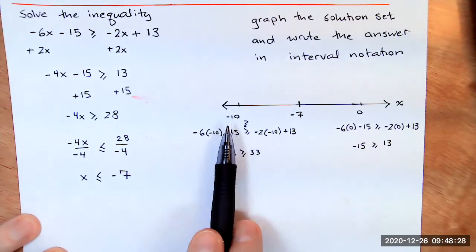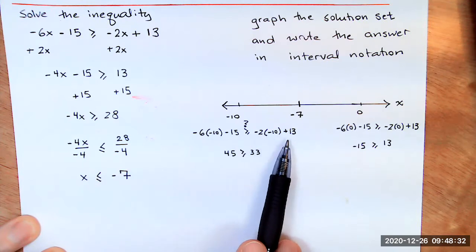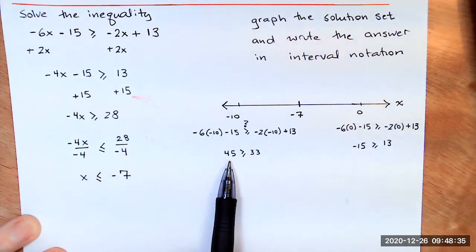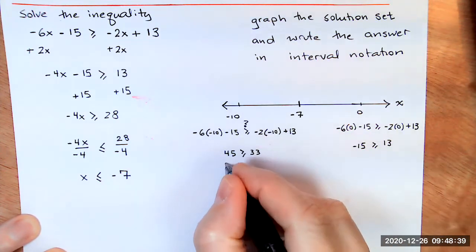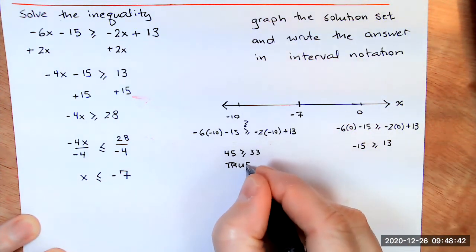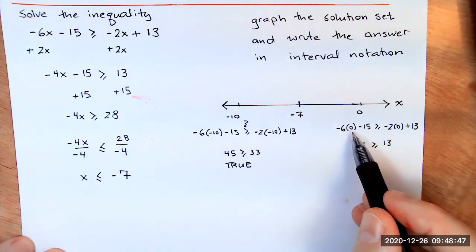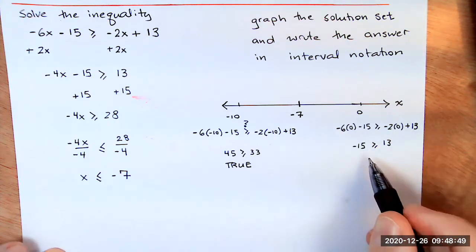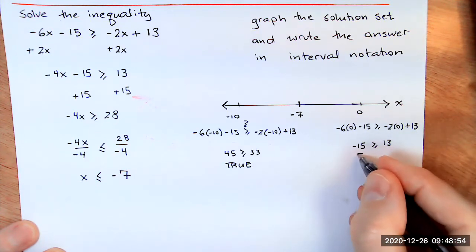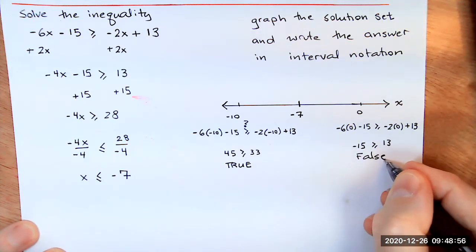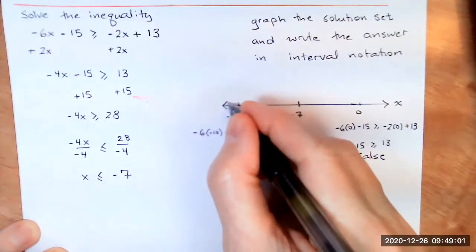All right, so I plug negative 10 into the original inequality. And we get the statement 45 greater than or equal to 33, which is true. And just to be safe, we test both sides. Put 0 into the original inequality. And we get negative 15 greater than or equal to 13, which is false. So that means this region is our solution set.